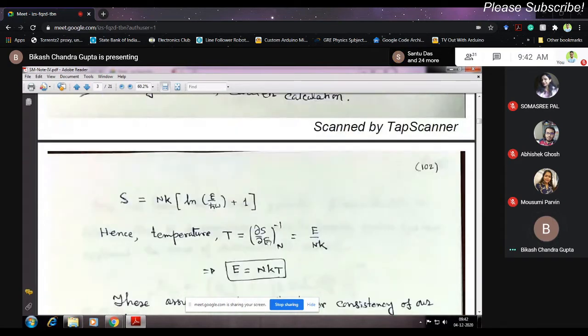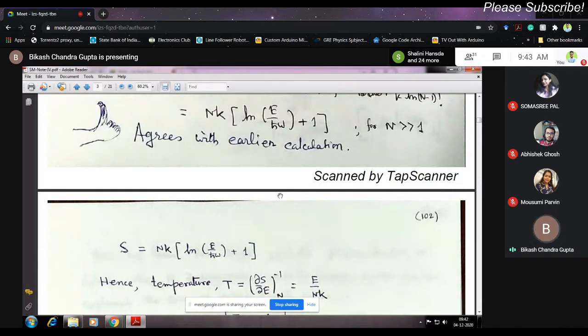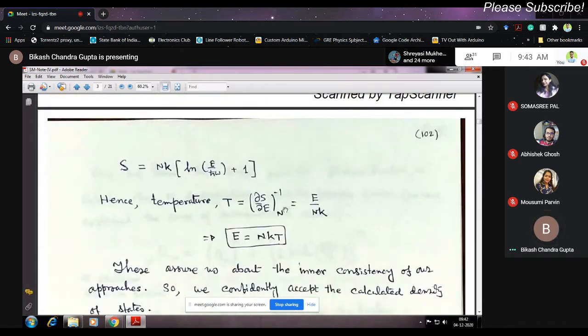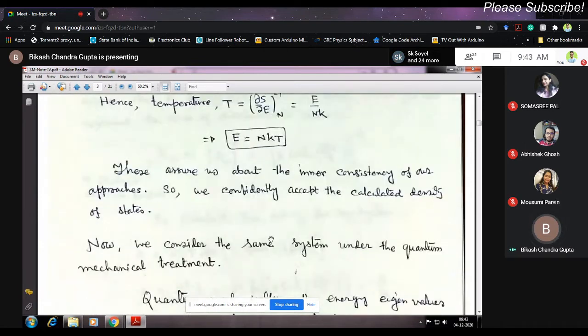There's a thumbs up, means okay, go ahead. So S is this, and therefore you know the temperature, this relation, and then again you see from this, from the density of states, you get to calculate all the quantities here from the temperature, and this is nkT, and again it matches with the earlier result.